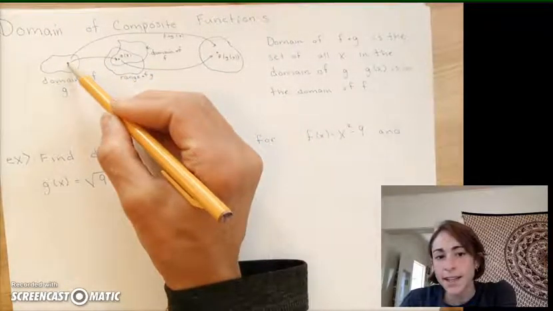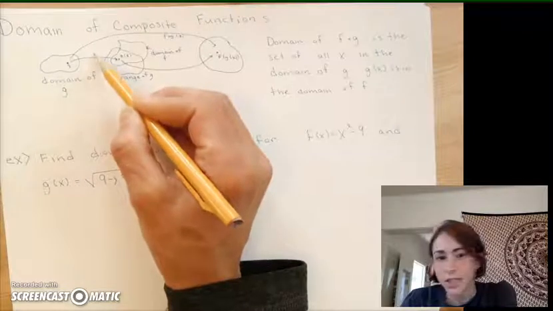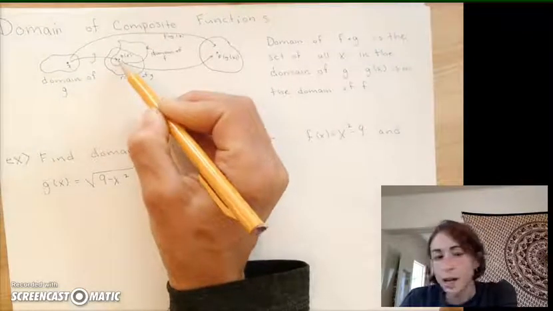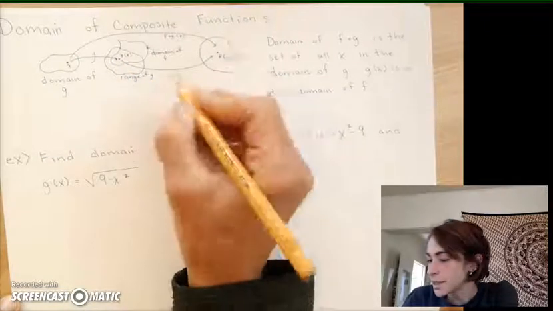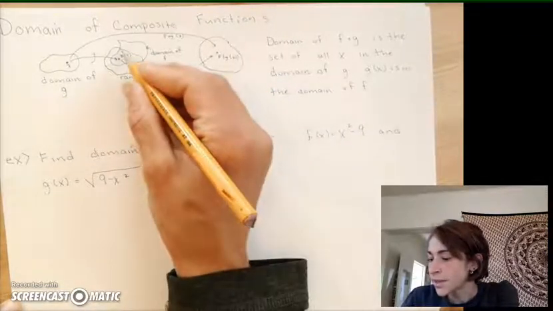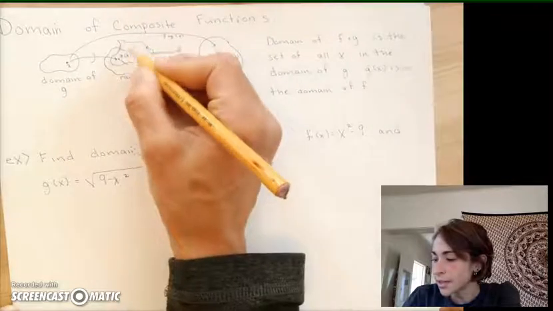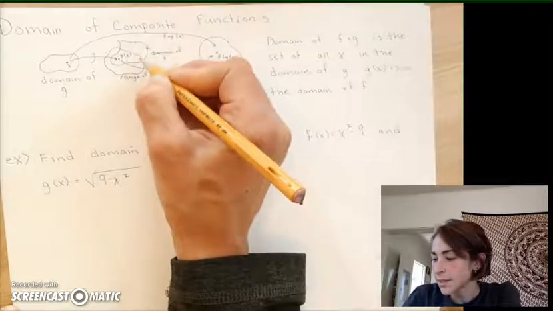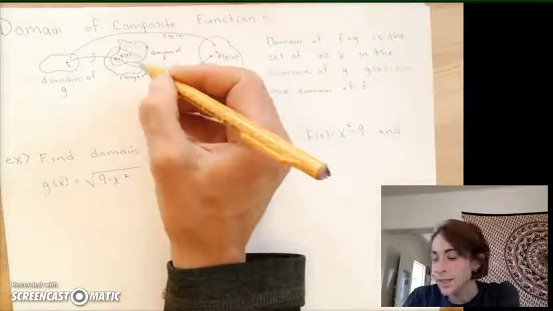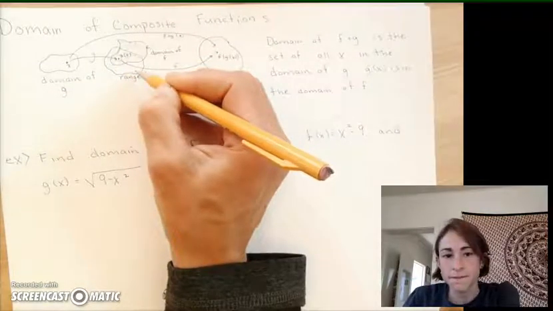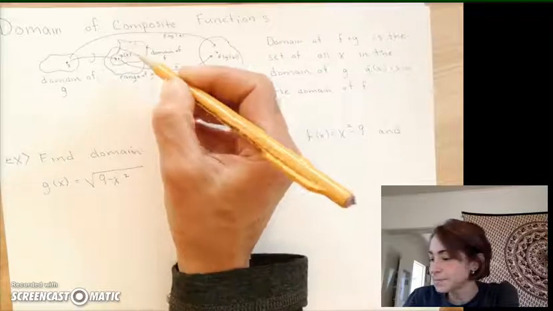So hopefully this picture will help clarify things a little bit. If I take an x and plug it into the function g, to do the composition, I need to take that output and plug it into the function f. So it needs to fall in the domain of f. Let's say this set is the domain of f. It doesn't need to be the same as the range of g. It won't always be, in fact.